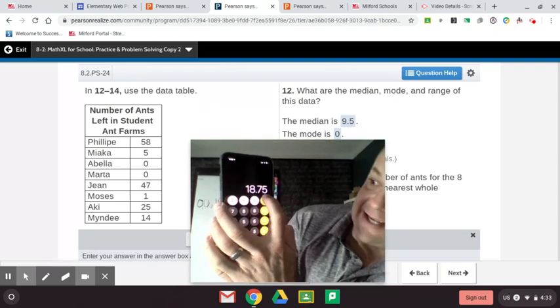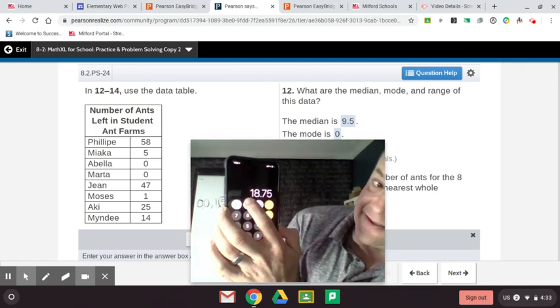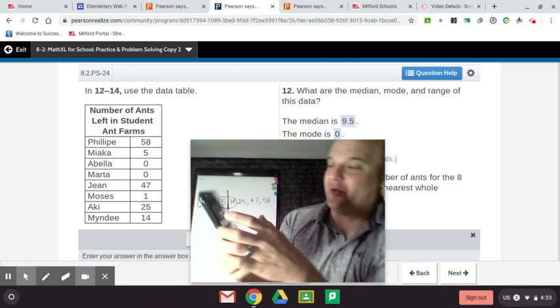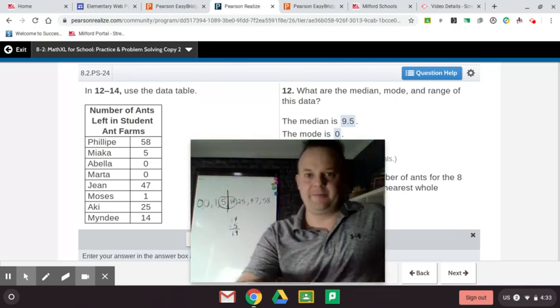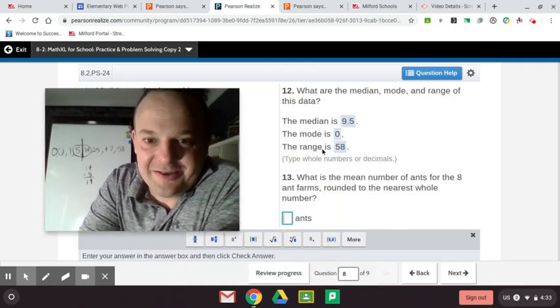So, okay, here's what I got. 18.75. Now, that's the tenths. No, that's the hundredths. That's the tenths. And that's the whole number, the 8. And that's the tens. So the like $18.75, that rounds to $19. I always like to think of money. Wish I had money.